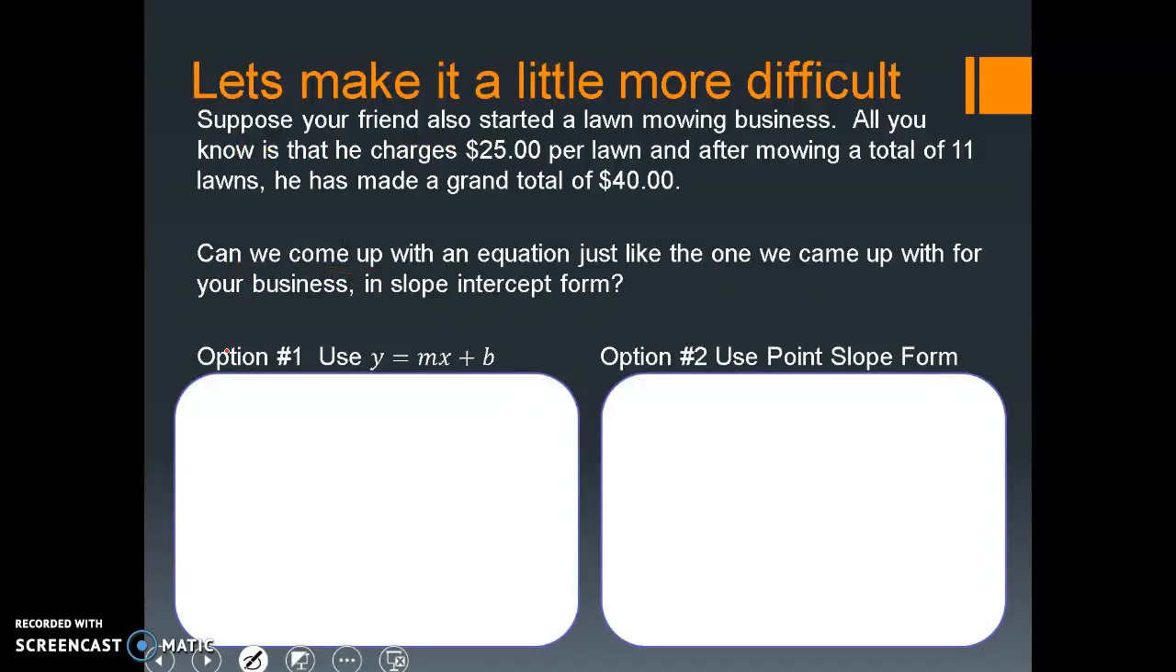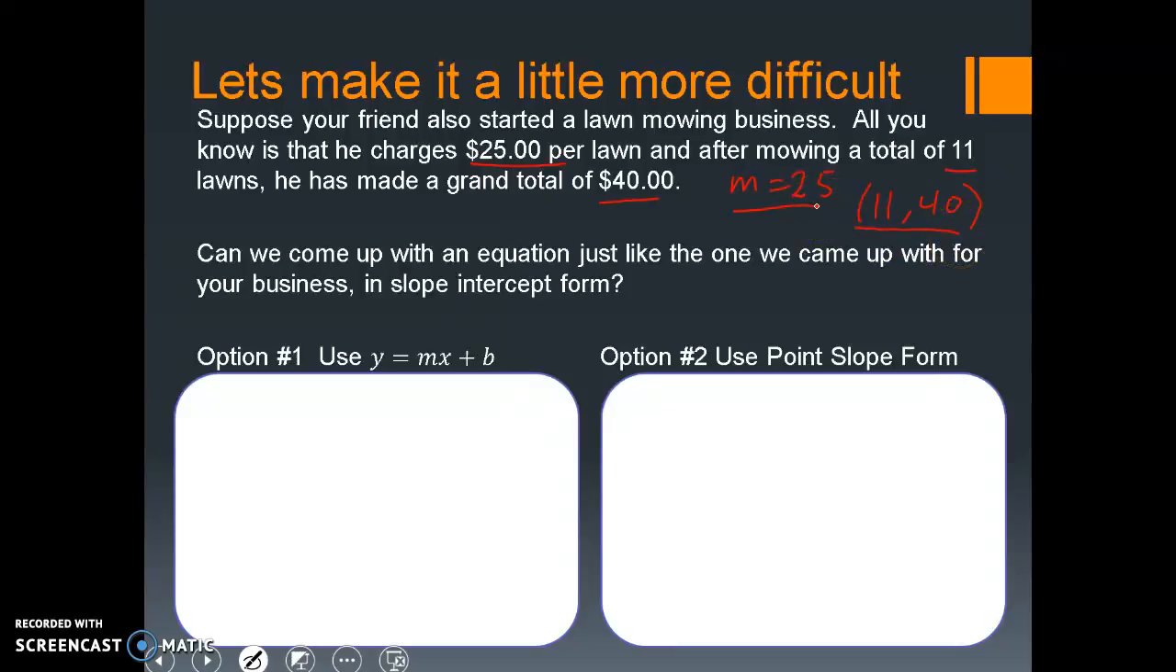Suppose, though, that you have a friend that also started a lawn mowing business, but all you know is that instead of charging $30 per lawn, they only charge $25 per lawn. That is their slope, $25 per lawn. You also know that after 11 lawns, they have a total of $40. So you don't know how much their lawnmower cost, but you do know this particular point, that after 11 lawns, they had $40. Well, this is a point and a slope.